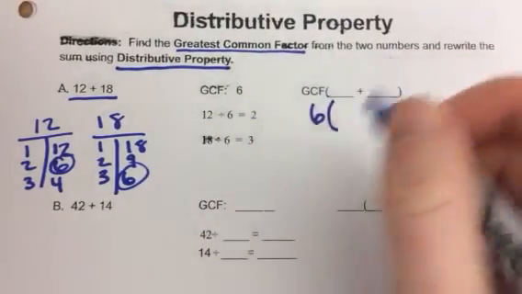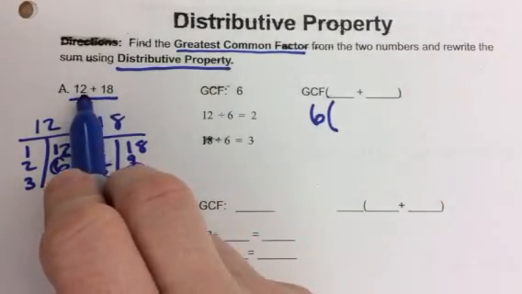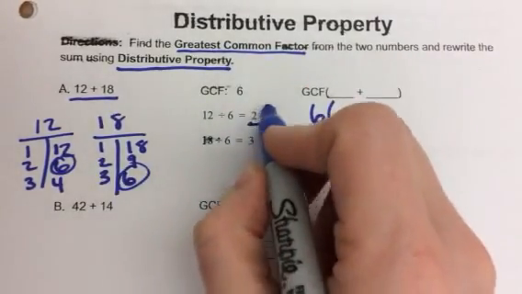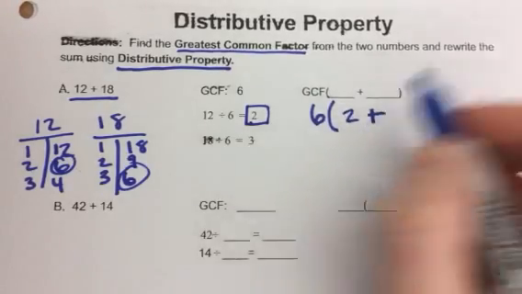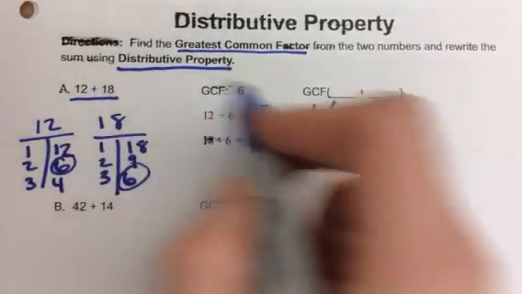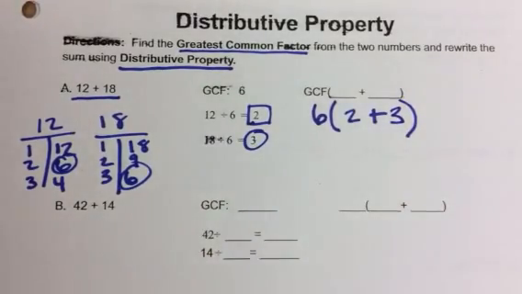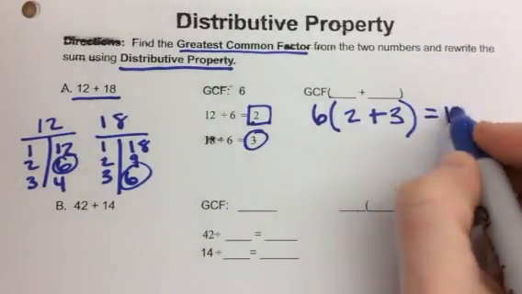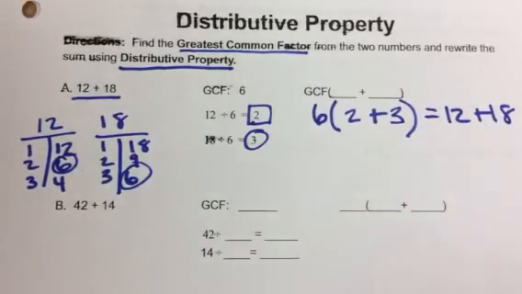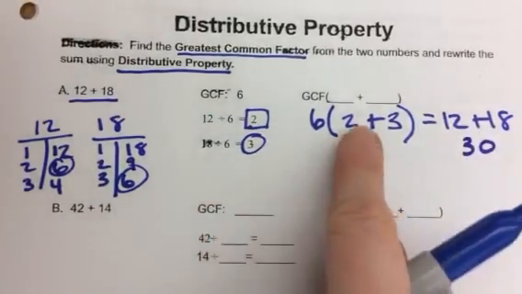On the inside is what do you multiply 6 by to get 12? 2. And you got that right here. Plus, what do you multiply 6 by to get 18? Hopefully you say 3. And if you don't believe me that these are both equivalent expressions, let's try it out. We know that 12 plus 18 is 30. Let's see if we get 30 over here.